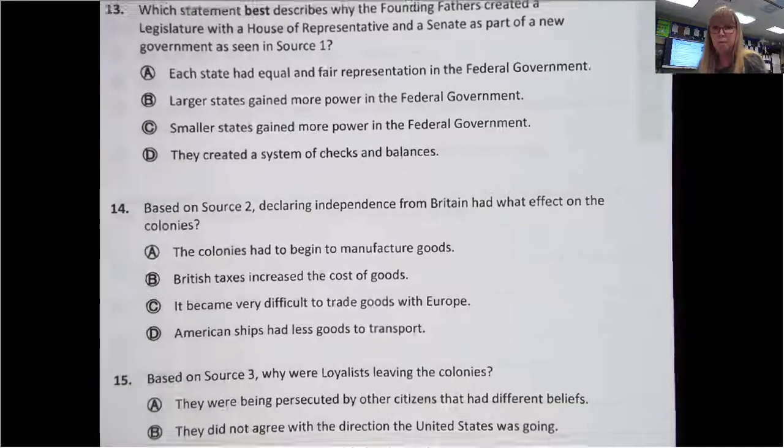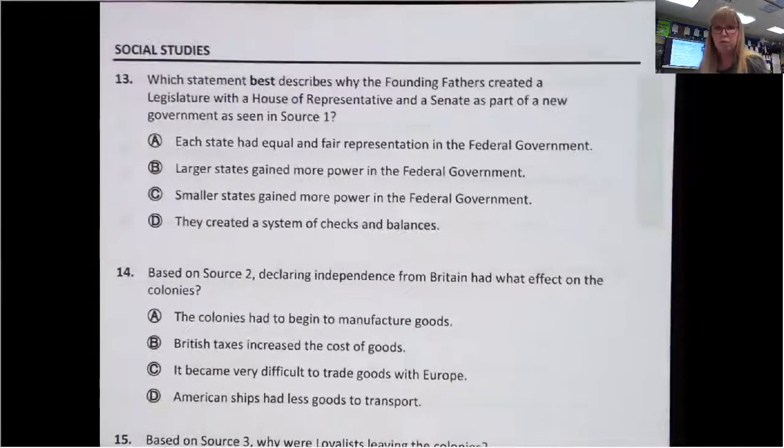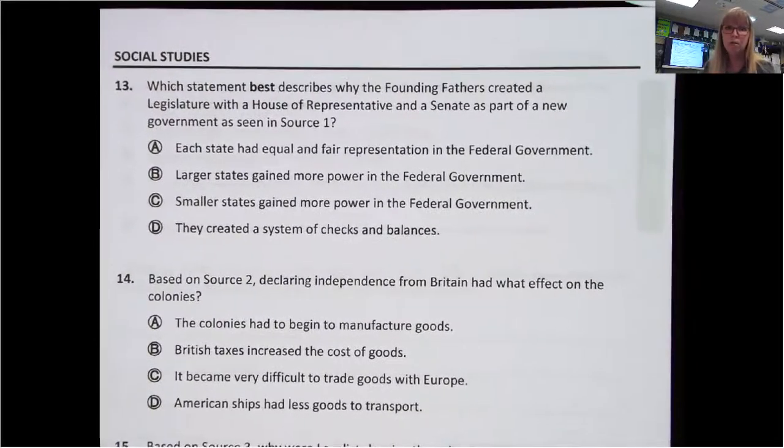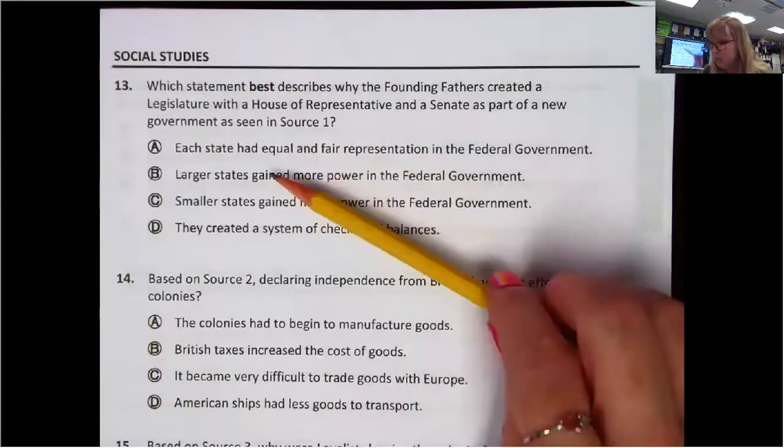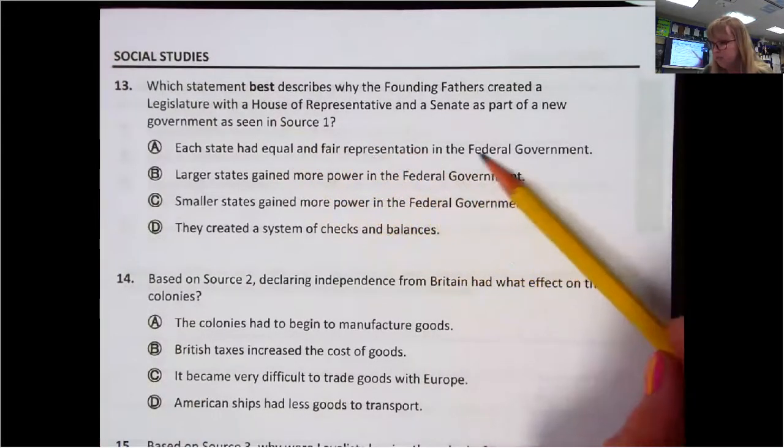Which statement best describes why the Founding Fathers created a legislature with the House of Representatives and a Senate as part of a new government as seen in Source 1? It is A. Each state had equal and fair representation in the federal government.